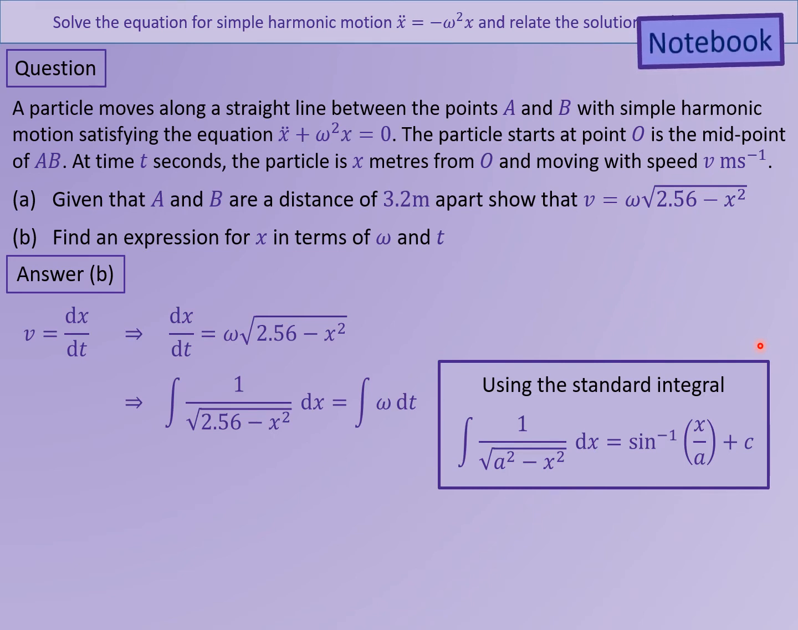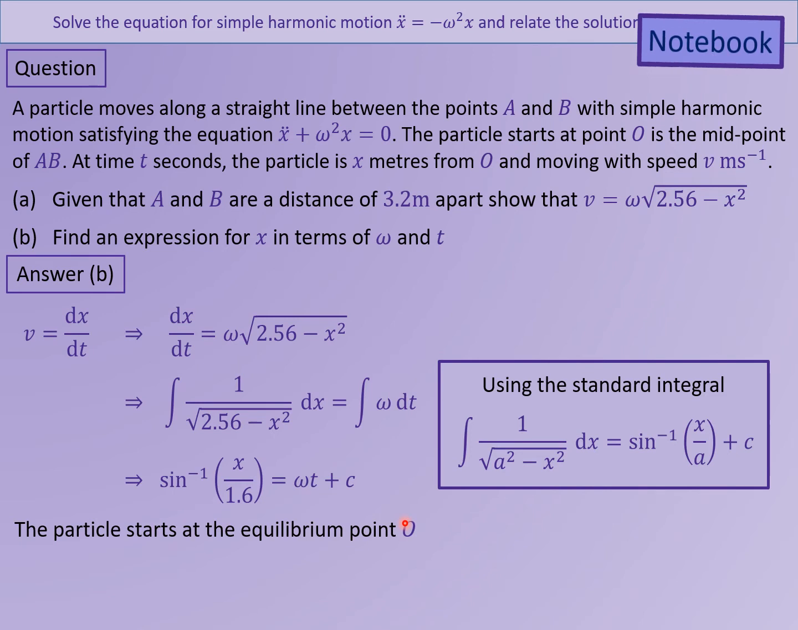Right, why does that help me? Well, I can see that my x value is just x, that's fine. My a value is going to be the square root of 2.56, and I've got it over 1. So that integral equals sine to the minus 1 of x over 1.6, because my a value squared is 2.56. On this side, don't forget you're integrating just a number in terms of t, so it's just going to be omega t plus, again, some constant of integration.